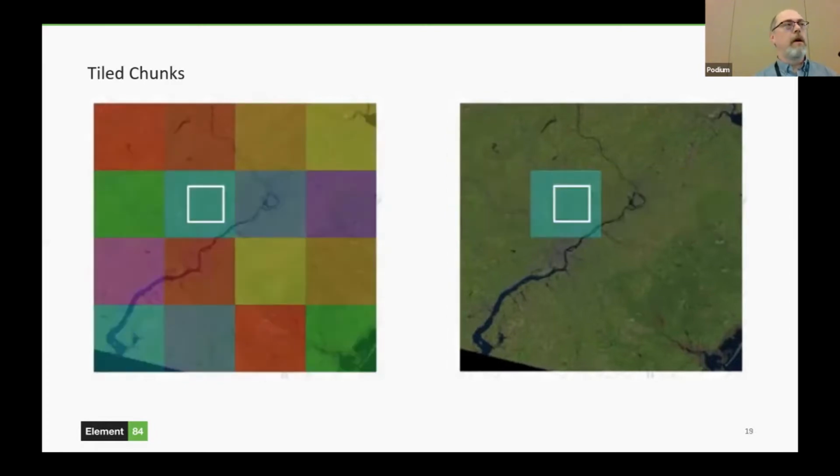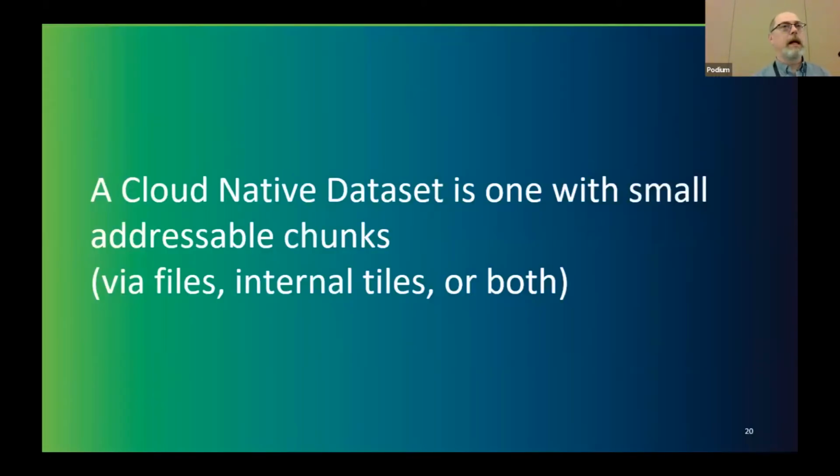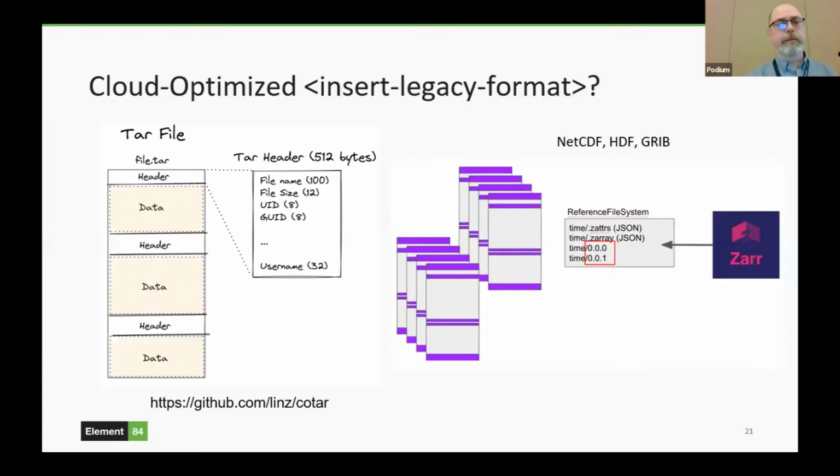And so all cloud optimized really means is that we optimize the shape and the size of these tiles in order to minimize extra data that we need to read. This is really all it means. It's a really simple concept. A cloud native dataset is all it is: one with small addressable chunks. Now these chunks can be internal chunks to the files, as we see in HDF or Cloud Optimized GeoTIFF, or they could be external chunks on disk, such as with Zarr.